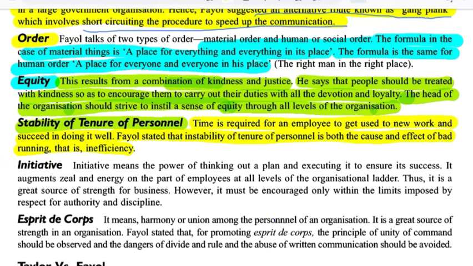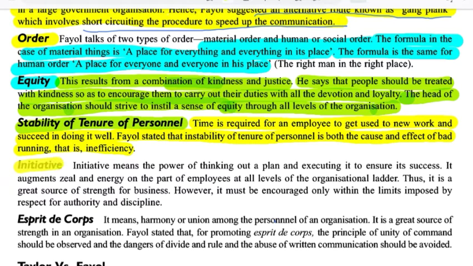Means for any person, time is required to adapt to the environment of the company and get used to the work that is assigned to that person, in order to succeed in doing it well, so that he can achieve the targets and other things in the organization. Fayol stated that instability of tenure of personnel is both the cause and effect of bad running, that is inefficiency.